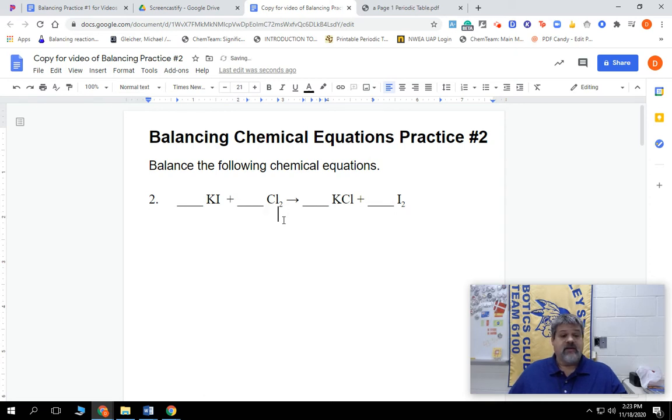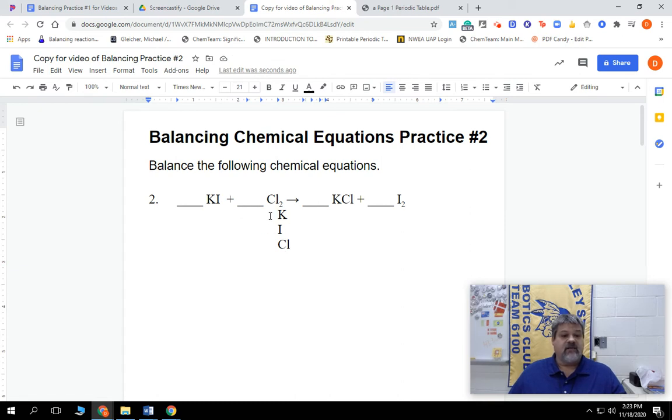And we'll tab over to the center here, and we're going to put down the elements that we have on each side. So we have potassium on each side, and we have iodine on each side, and we have chlorine on each side. Now we're going to put down the numbers that we have on each side of these.